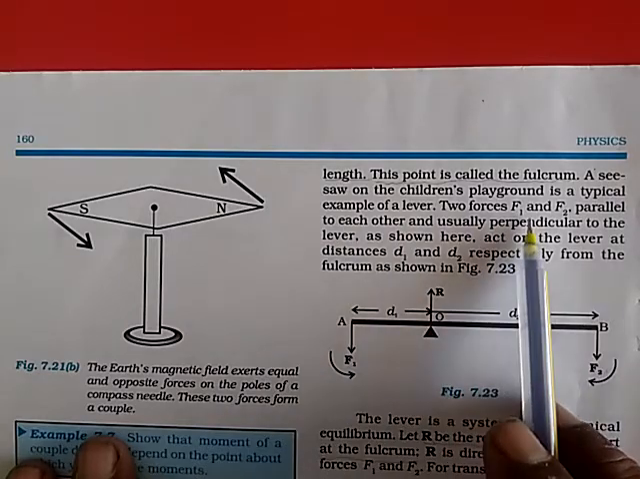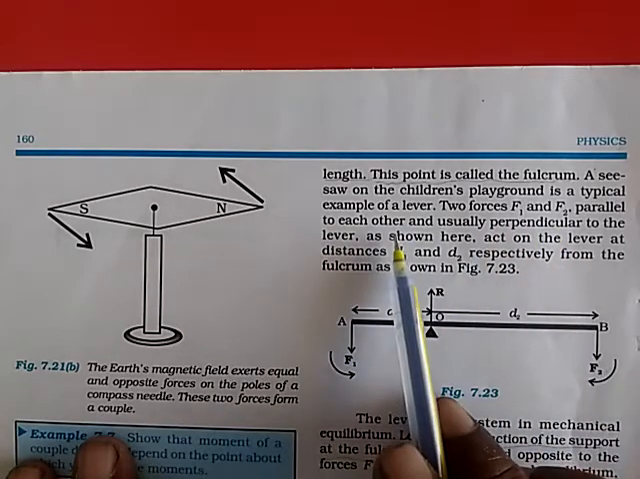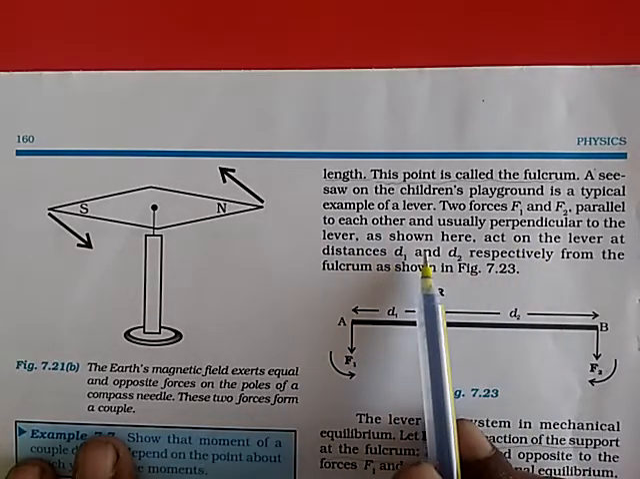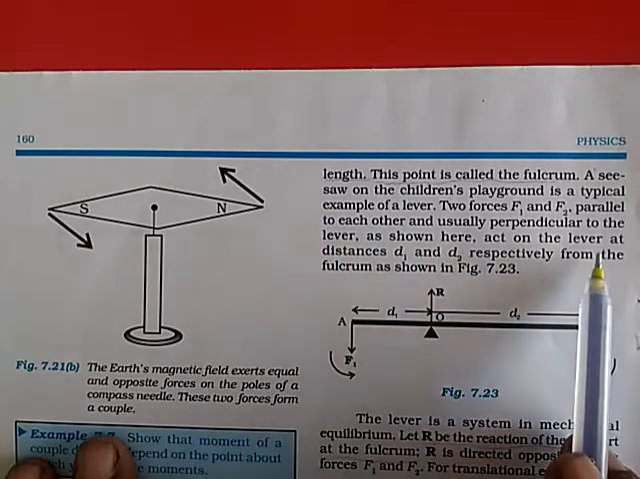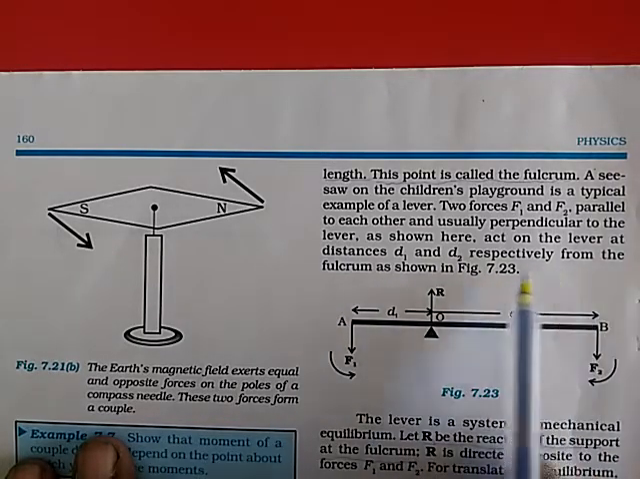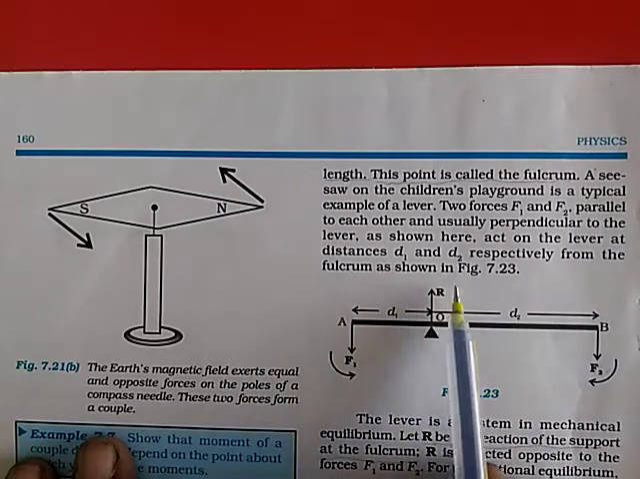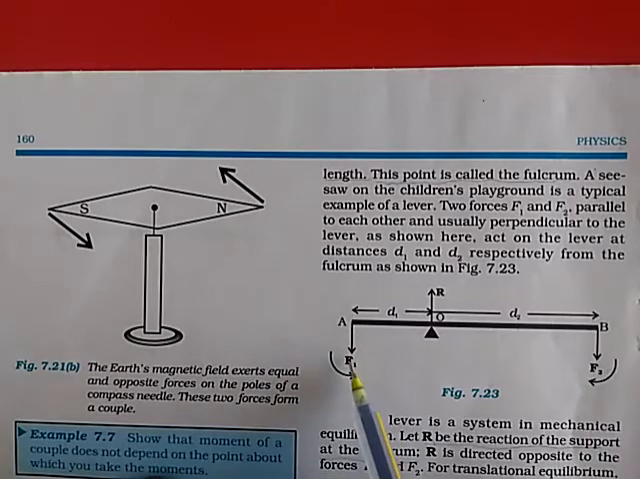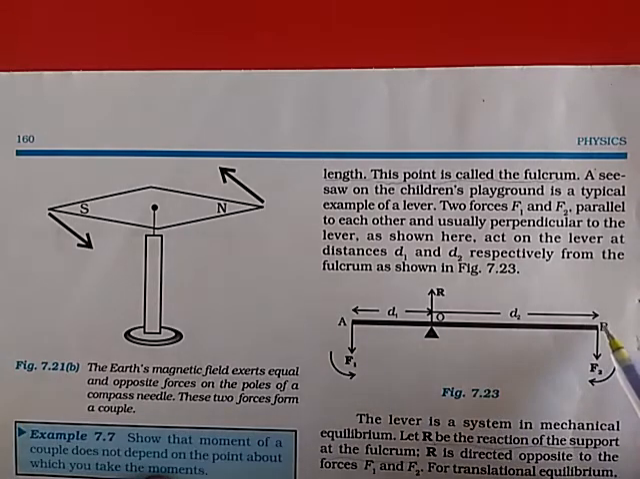Two forces F1 and F2, parallel to each other and usually perpendicular to the lever, as shown here, act on the lever at distances d1 and d2 respectively from the fulcrum, as shown in figure 7.23. So this is force F1, this is d1, the distance from the fulcrum, and you have another force acting at point B, F2, and the distance is d2.